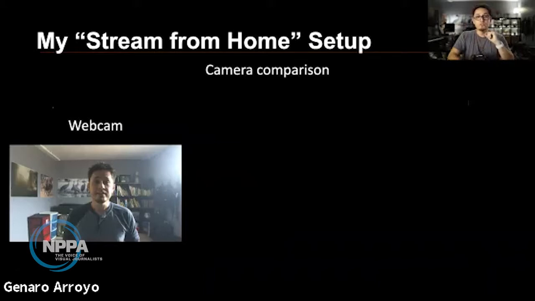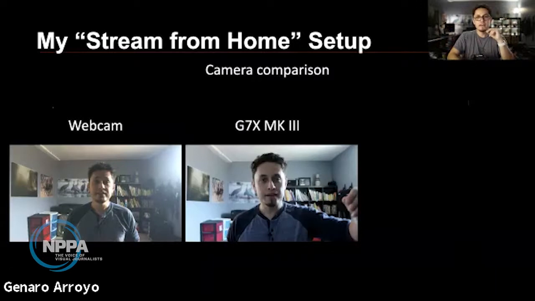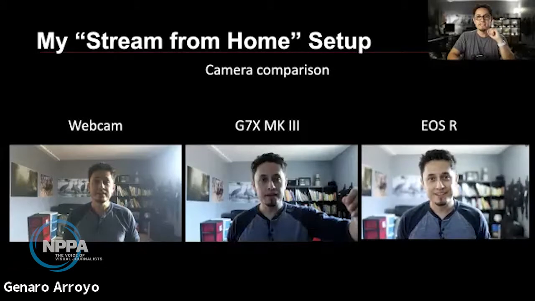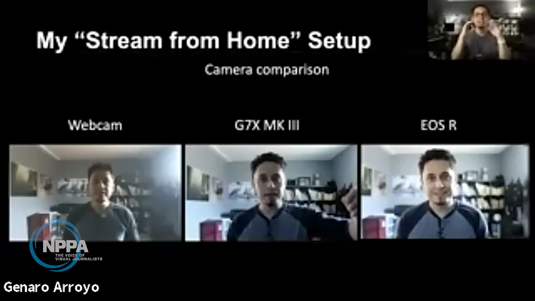This is what the room looks like. No lighting at all, right? This is the normal lighting with the window off to my side with a webcam. Okay, looks like a webcam. This is with the G7X Mark III, a little bit underexposed. Later on, I changed it. And then the EOS R. This is with no lighting at all. This is literally just turning on the webcam utility, plugging in the cable, and turning on the camera. As you can see, that bigger sensor is definitely helping with the look.